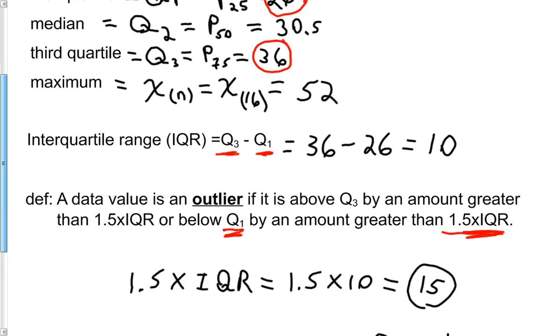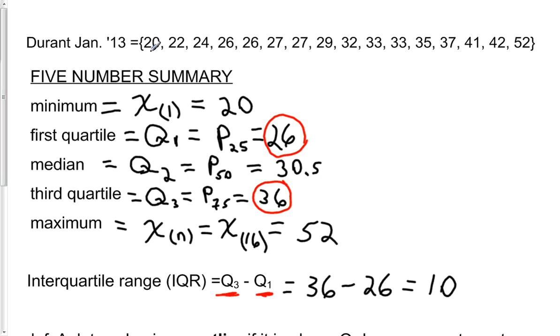So looking at our data set, the smallest number here is 20. So there's no number that's an outlier because it's too small. But the largest number here is 52. And remember, 51 was our cutoff point for a number to be an outlier. So the number 52 is actually an outlier.